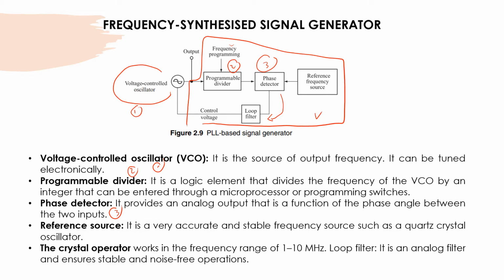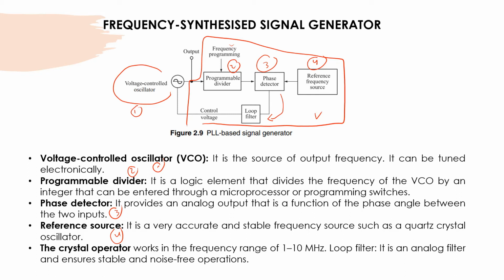And then we have the reference source here, number 4. It is a very accurate and stable frequency source, such as a quartz crystal oscillator. So it serves as the reference frequency source for the output of these devices. The crystal oscillator works at a frequency of 1 to 10 megahertz.